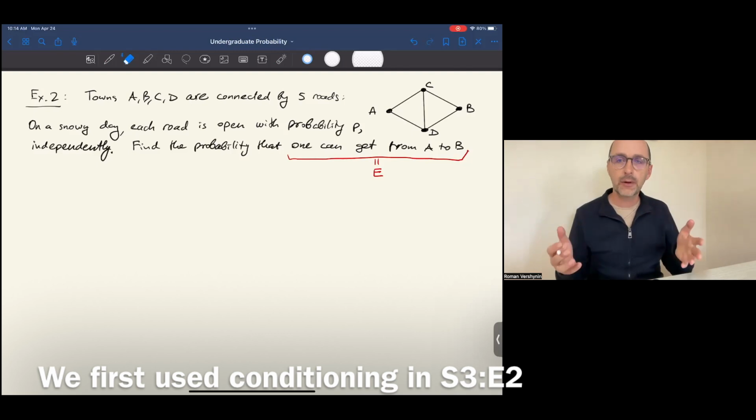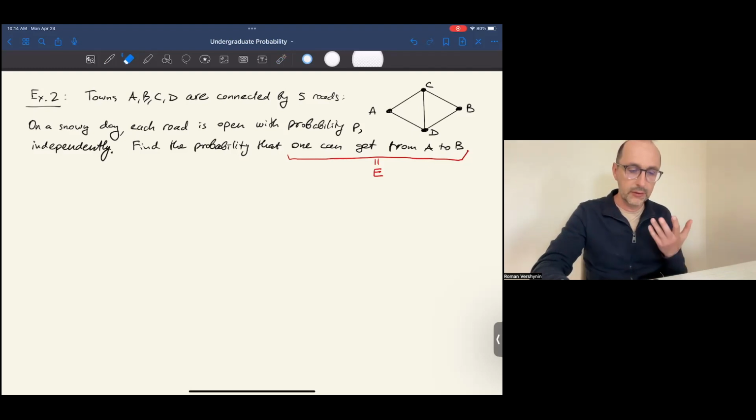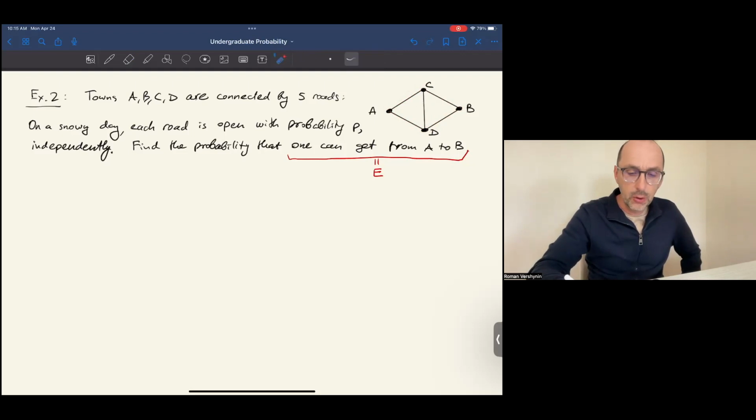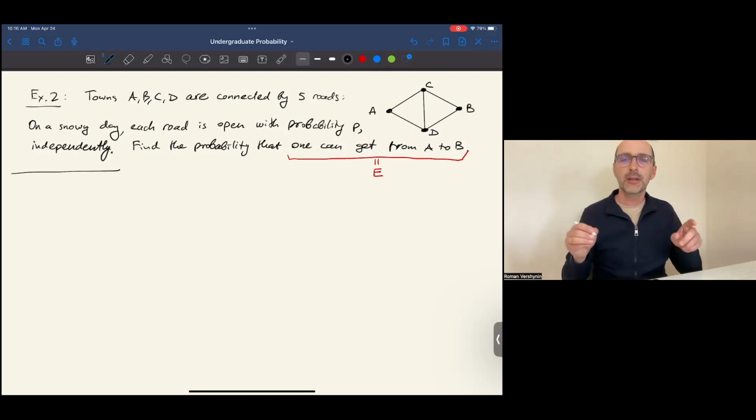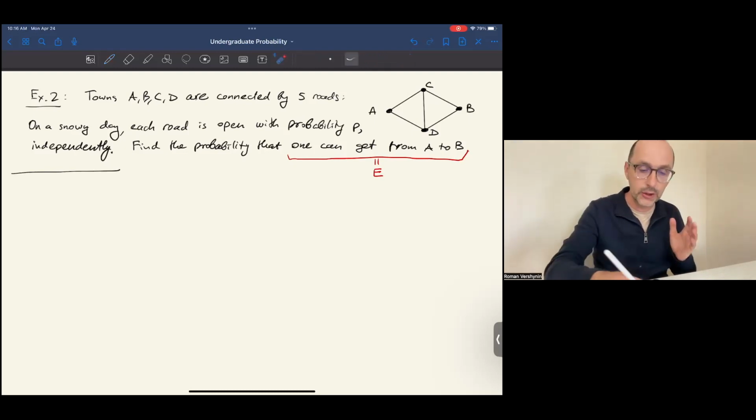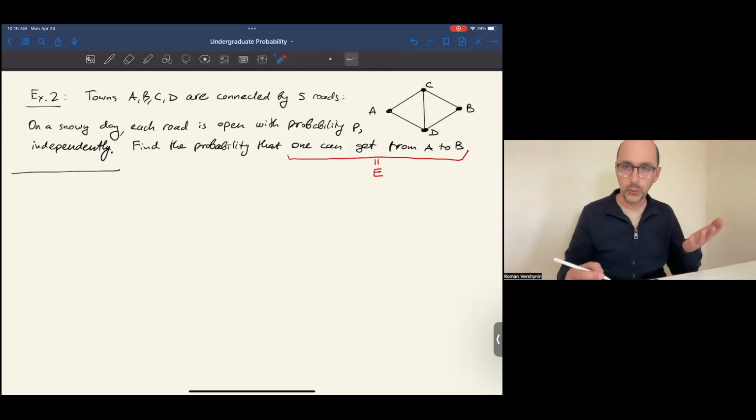Is there any information that might help us solve this problem? If we know the state of the road CD, whether it is open or closed, will that help? Yes. For instance, if we know that road CD is closed, then you can get from A to B only in 2 ways, like this or like this. And that simplifies the problem a lot. There is now only 2 routes. So the first and the principal step of the solution is to condition on the state of the road CD, whether it's open or closed.